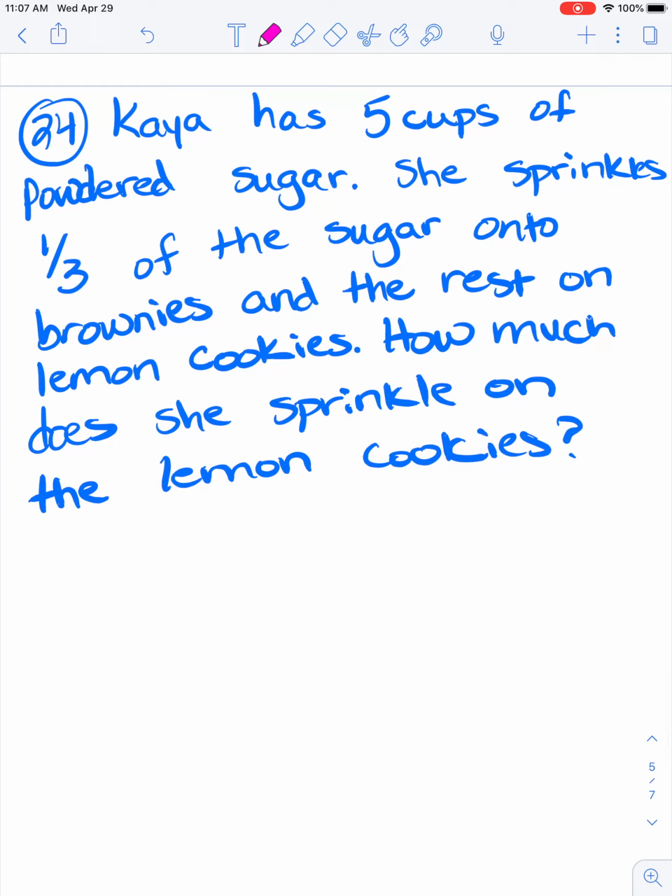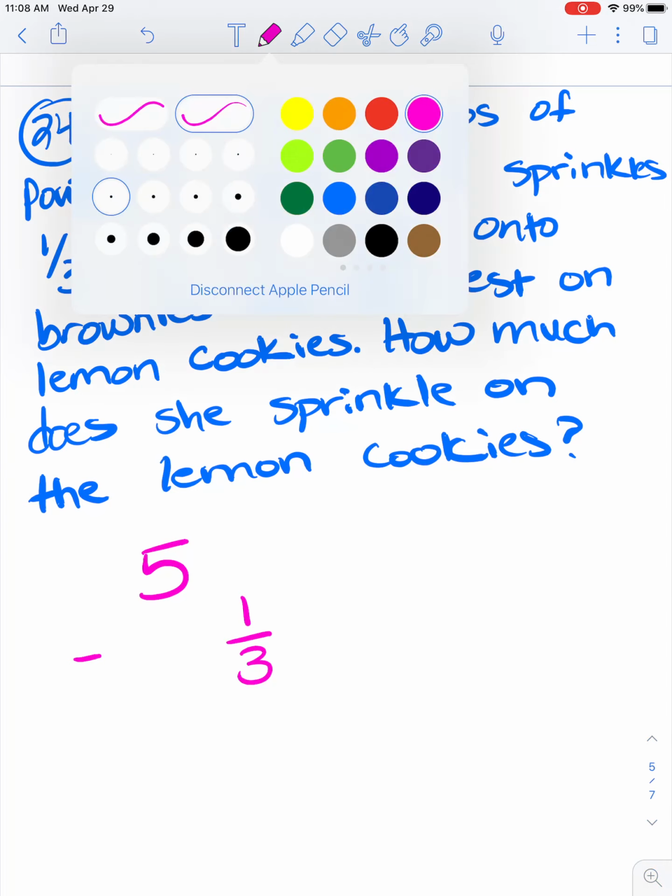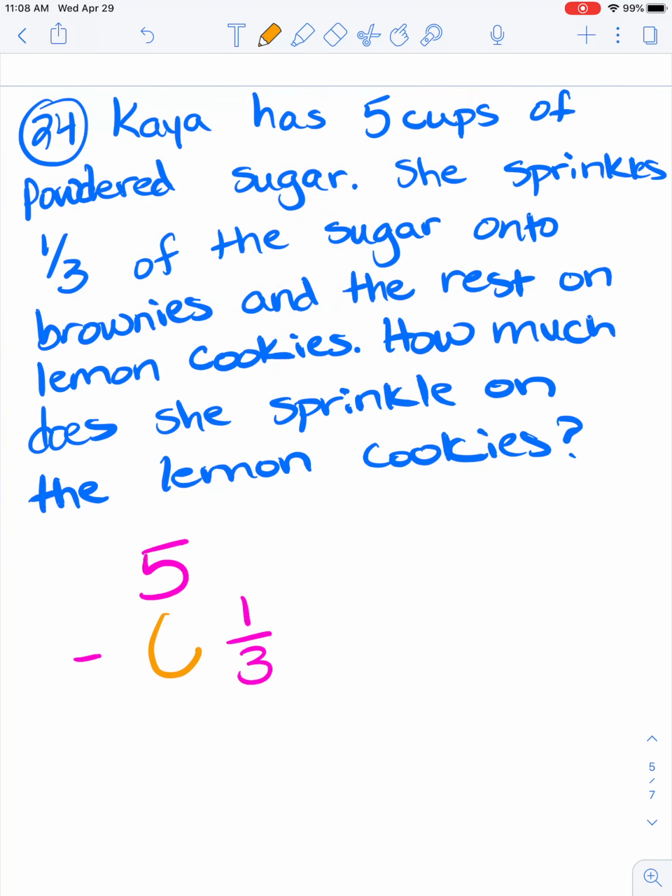Kaya has 5 cups of powdered sugar. She sprinkles 1/3 of the sugar onto the brownies and the rest onto the lemon cookies. How much does she sprinkle on the lemon cookies? So I want you to take 5 cups and take 1/3 onto the brownies. So we are what? Taking apart by subtracting. So I have 5 wholes and I am subtracting 1/3. What do you notice about this? That looks really strange, doesn't it? When I take away 1/3, do I take any wholes away? I don't.